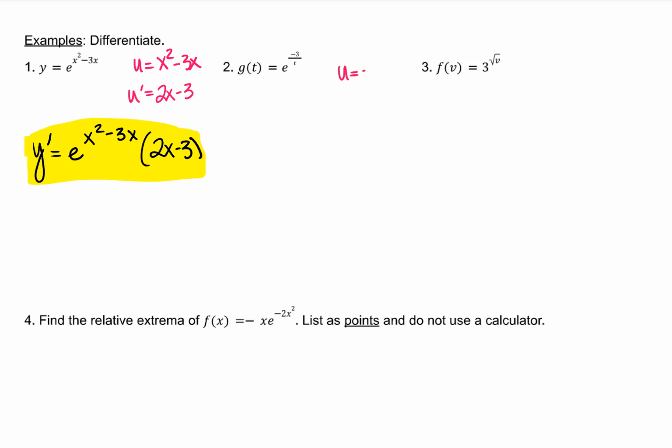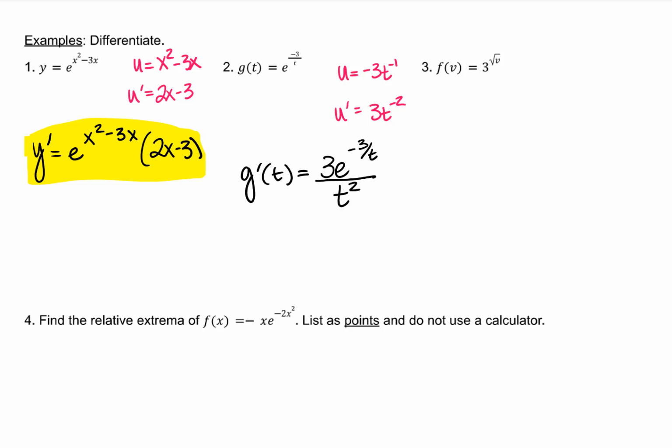Number 2 is another e to the u. U this time is negative 3 times t to the negative 1. So u prime would equal 3t to the negative 2. E to the u times u prime.